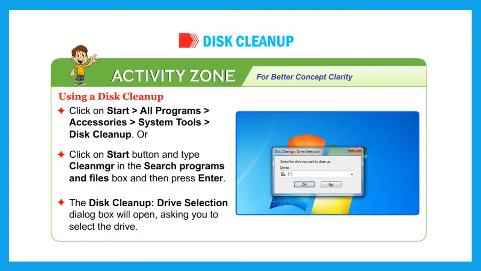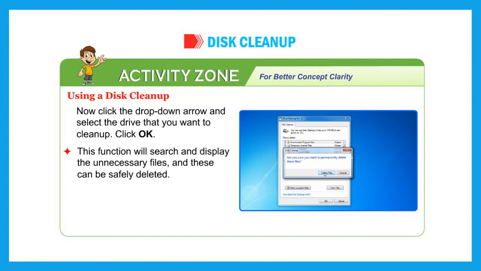For a better concept clarity, let's do one activity using Disk Cleanup. Click on Start, All Programs, Accessories, System Tools, Disk Cleanup, or click on the Start button and type cleanmgr in the Search Programs and Files box and then press the Enter key. The Disk Cleanup Drive Selection dialog box will open, asking you to select the drive. Now, click the drop-down arrow and select the drive that you want to clean up.